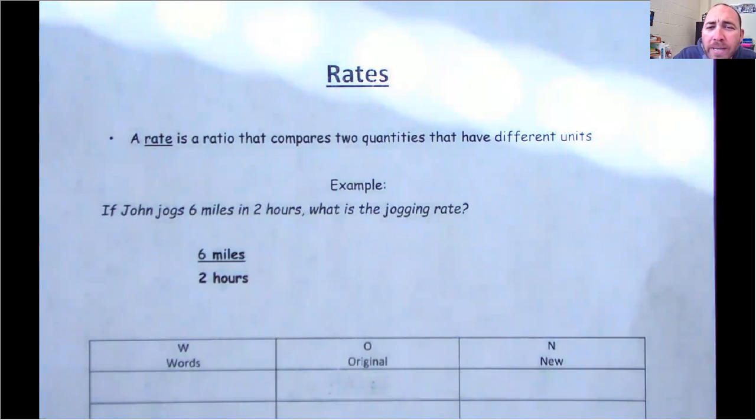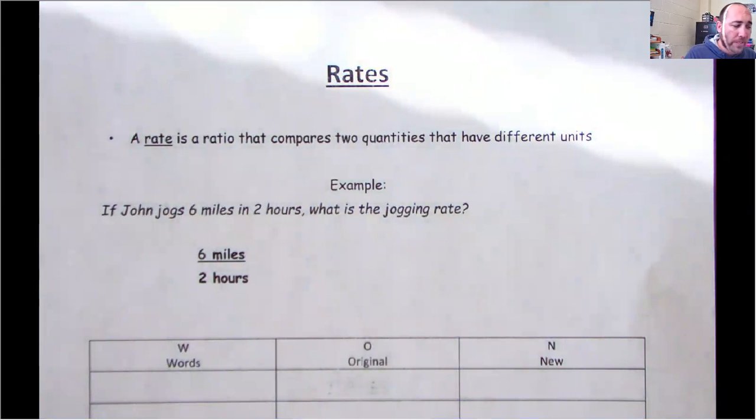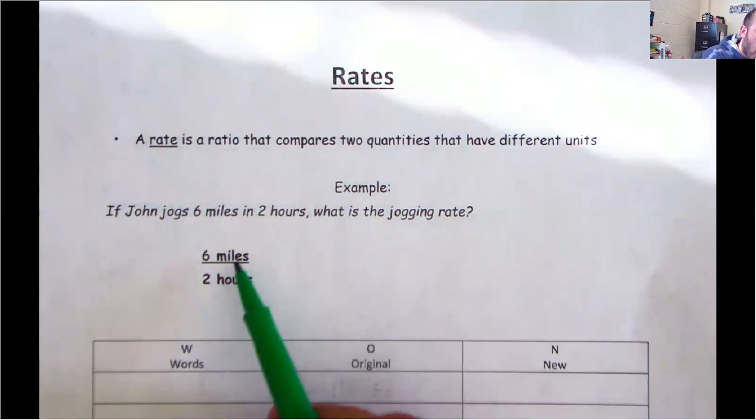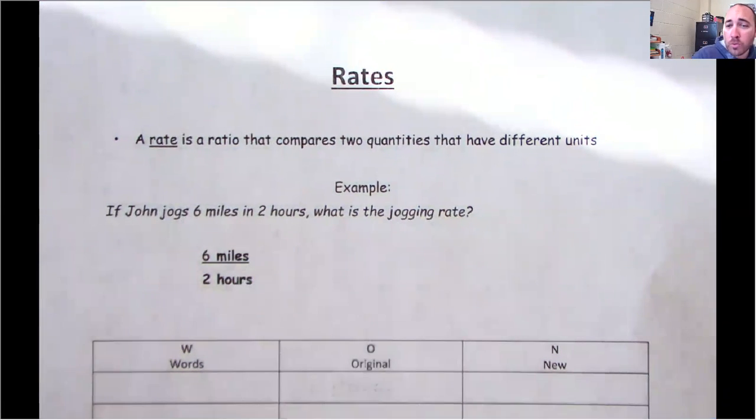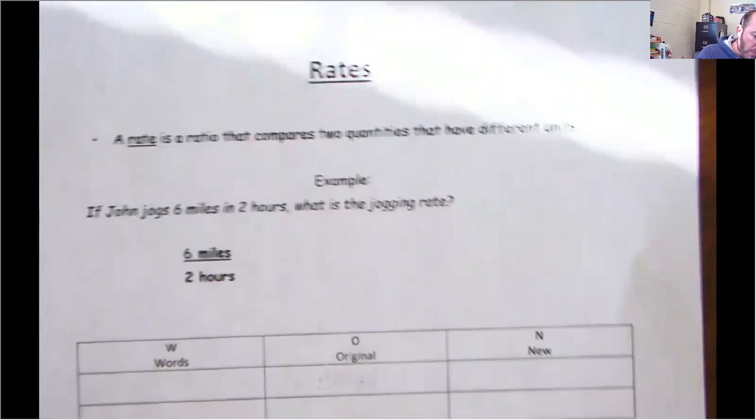Rates. A rate is a ratio that compares two quantities that have different units. Example, if John jogged 6 miles in 2 hours, what is the jogging rate? If you notice, we are comparing miles to hours. We're comparing two different things.